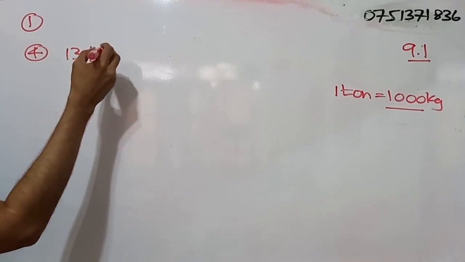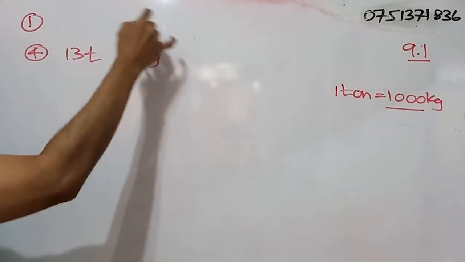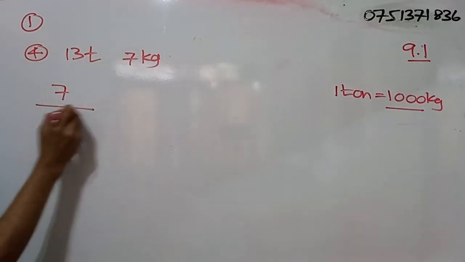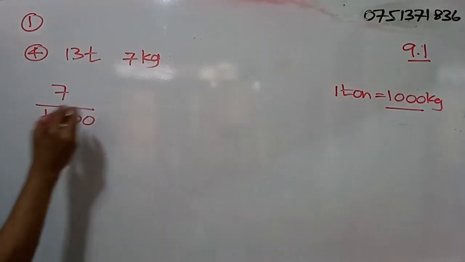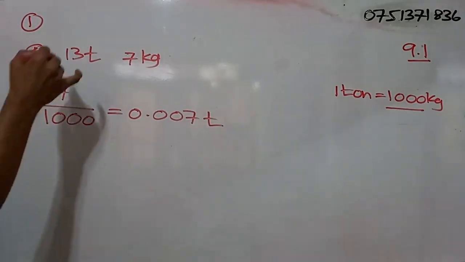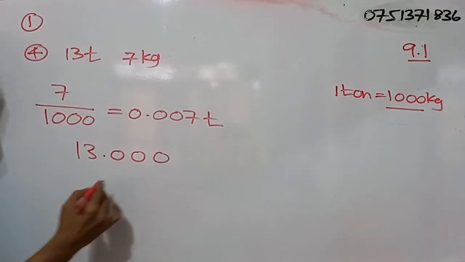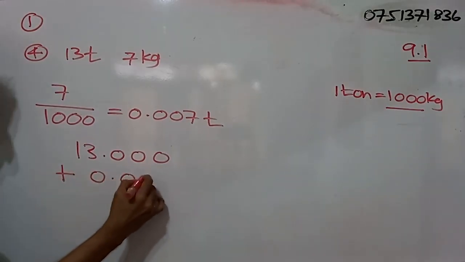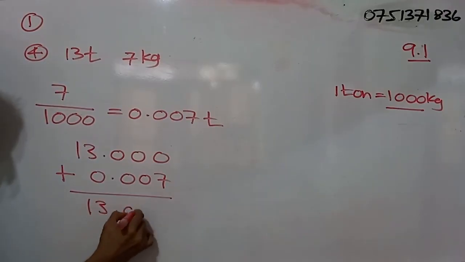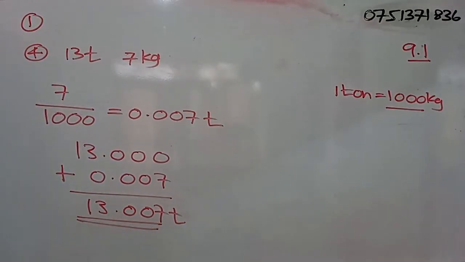13 tons and 7 kilograms. So the same thing, we need to convert this kilogram amount into tons, right? So 7, we have to divide it by 1000. So this becomes 0.007 tons. We add 13 tons to it, right? 13.000. To that we add 0.007. So all of these are tons. So 13.007. That is the answer. Don't forget the unit, tons.